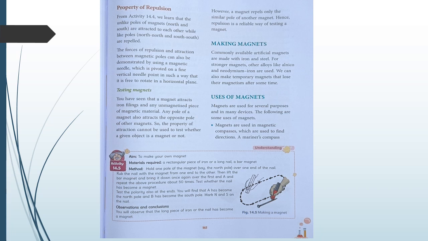Next is uses of magnets. Magnets are used for several purposes. They are used in magnetic compasses, electricity meters, refrigerator doors, automobiles, toys, computer hard disks, speakers, ATM cards, and many more.